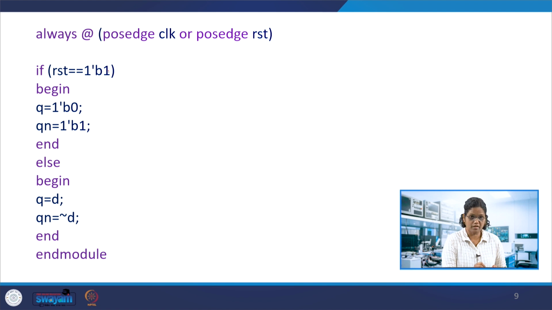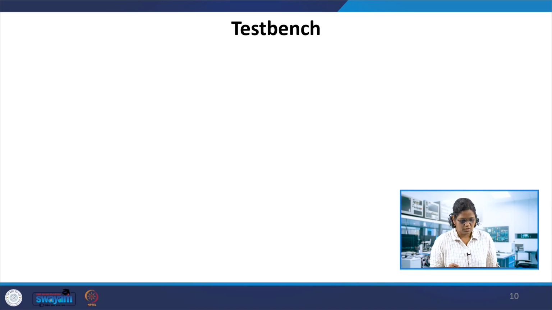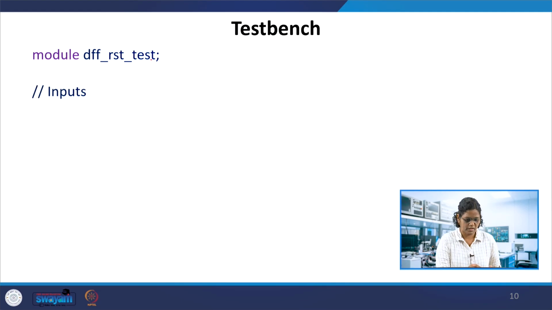If reset is 1, Q is 0, else go to Q equal to D or Qn equal to tilde D. Okay, so in the asynchronous reset we have this sensitivity list with both, not only the clock edge but reset as well. So now the test bench, look at the test bench, module flip-flop reset and the test.